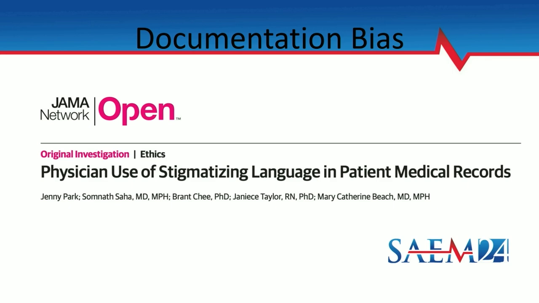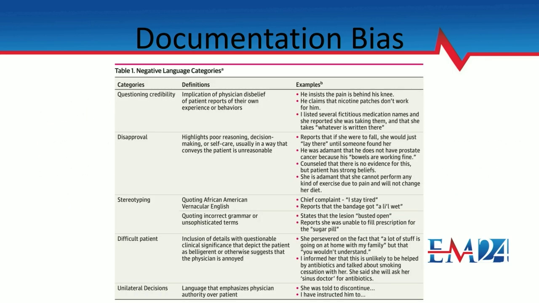So when we're talking about stigmatizing language, what does that look like? It can be anything that's questioning credibility, disapproval, stereotyping the patients, portraying the patient as a difficult patient, or unilateral decisions. And this is important because however you describe that patient, although it might have been momentary, fleeting, maybe you were upset, maybe the patient was upset, that can be logged in the chart and follow that patient for a very long time, long after you've forgotten about the interaction, right? And this is a bias that, again, is solely on our shoulders. It's not society doing this.